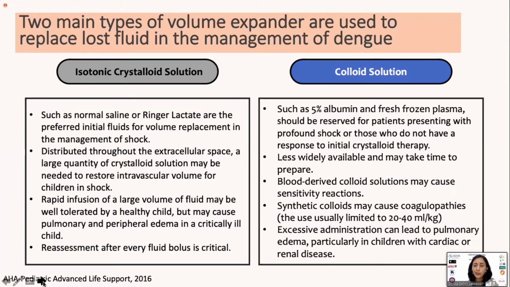Colloid solution, such as albumin or fresh frozen plasma, should be reserved only for patients who present with profound shock or who do not respond to initial crystalloid treatment. It is usually less widely available and takes time to prepare. Blood-derived colloid solution may cause sensitivity reactions. Synthetic colloid may also cause coagulopathy, especially if the maximal dose is already reached within 24 hours.